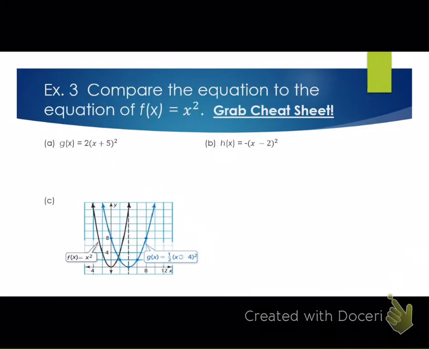Awesome. Now, the next set of instructions in example 3 ask us to compare the equation to the equation of f of x equals x squared. Now, I want to insert this. Your homework tonight is going to ask you on a couple of these to graph the function, then compare, okay? You are going to graph in your homework because you do need to continue practicing graphing.